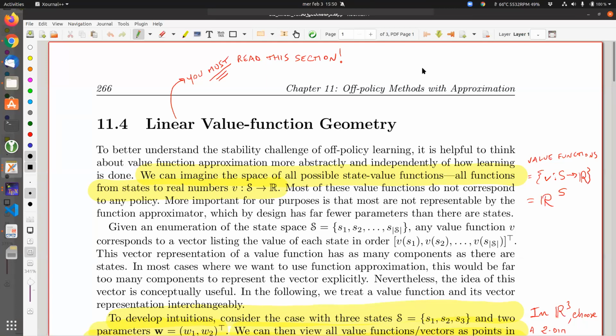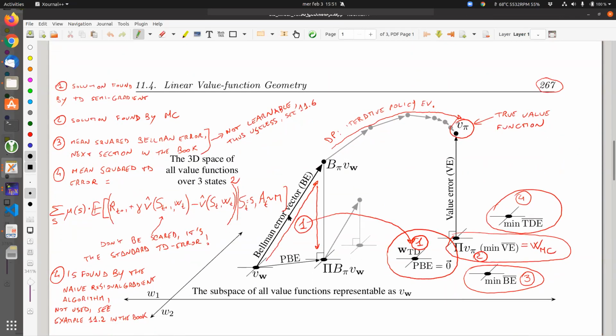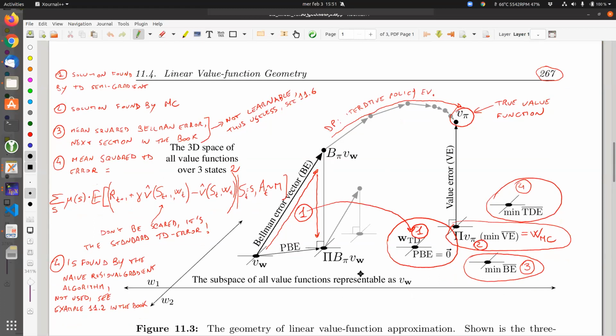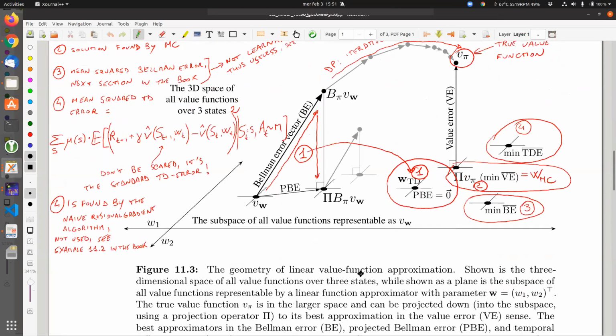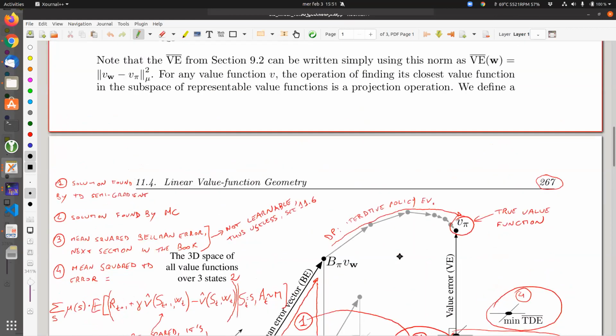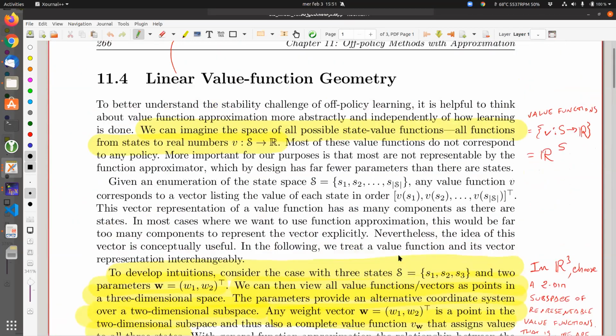In this section, which is really strongly suggested reading, it's beautiful, there is a geometric description of the value function geometry in the linear approximation case. Geometric description means this picture. So now I'm going to introduce you the terminology used in this picture. We can read together the caption. Actually, I put some comments, and we will try to understand what it means.